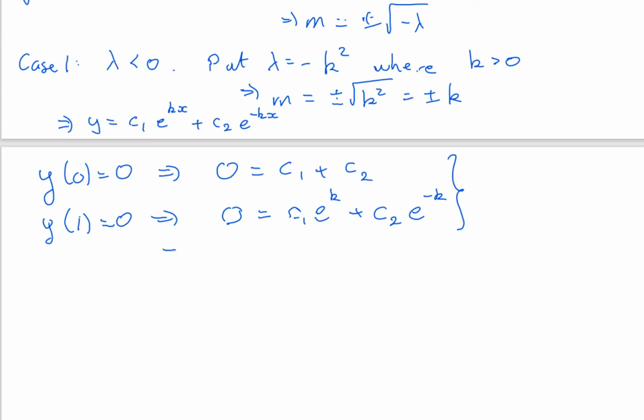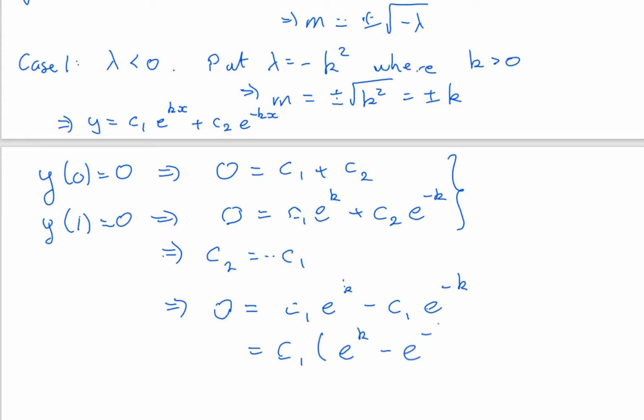So I solve the first equation for c2. I substitute it into the second equation. I get 0 is equal to c1 e to the k minus c1 e to the minus k. That is c1 times e to the k minus e to the minus k. And the question is, is there a non-zero solution for c1? Because if c1 is 0, then c2 is 0, and I've just recovered the 0 solution. So that means the only way I can get a non-zero solution is if this one is 0. So is there a value of k that makes this thing here equal to 0?